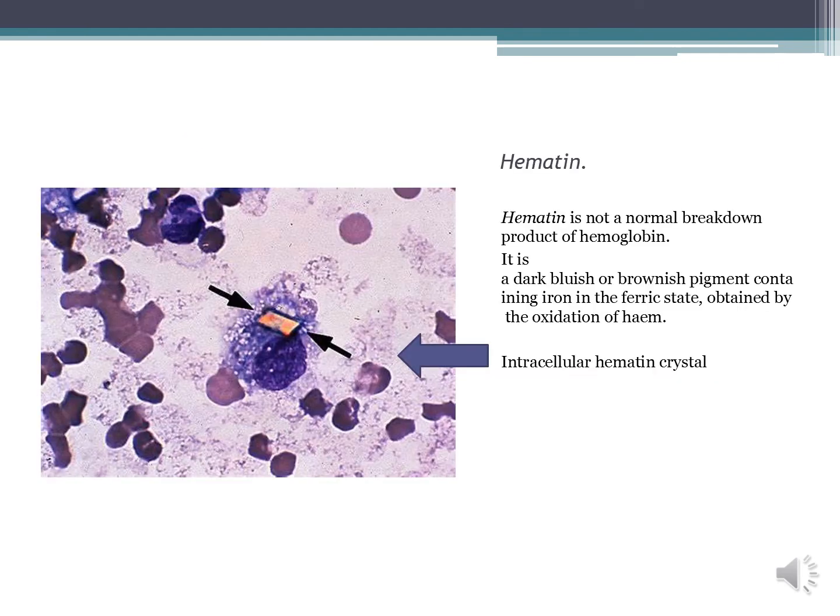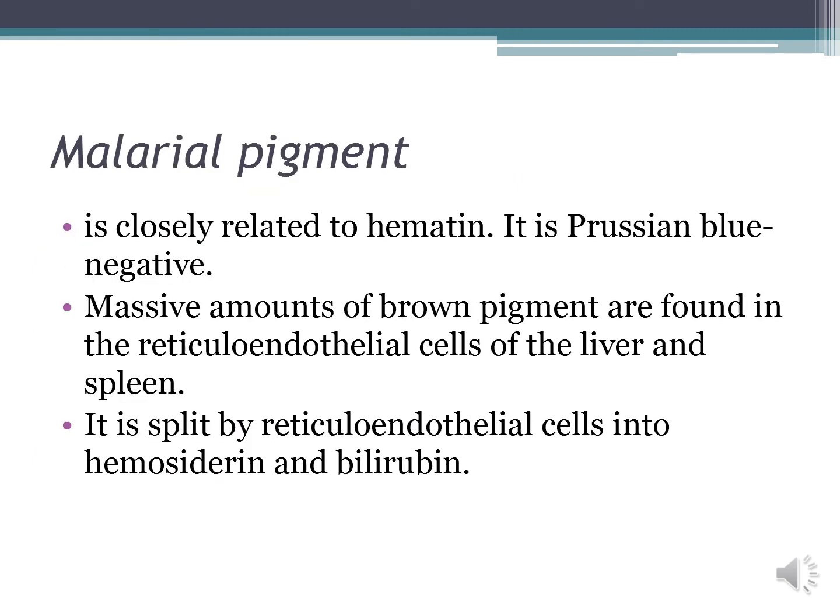Now we go to another pigment. It has the name hematin. Hematin is not a normal breakdown product of hemoglobin. It is a dark bluish or brownish pigment containing iron in the ferric state, obtained by oxidation of heme. You remember that heme is a part of hemoglobin. So here on the picture at the left, arrows show the intracellular hematin crystal. You see some such crystals within the cell.